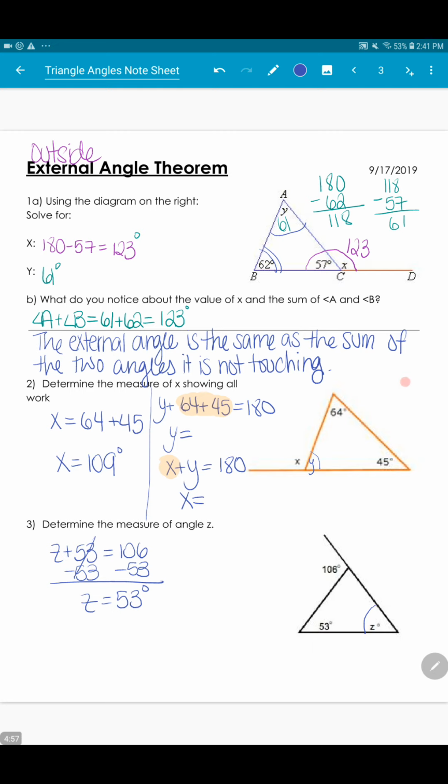So yeah, the trick here is just that you don't want to end up setting up something like this, where you have 106 plus 53 equals z. That is wrong. You don't want to do that. Z should be inside, so with the 53. We're going to be using that a little bit more either Thursday or maybe a little bit next week, so just make sure that this is all set for you guys.